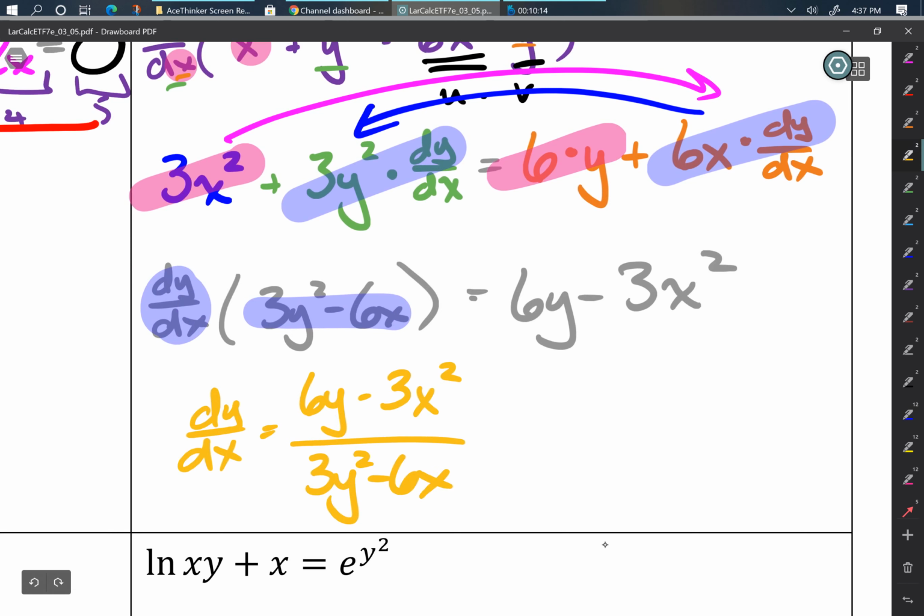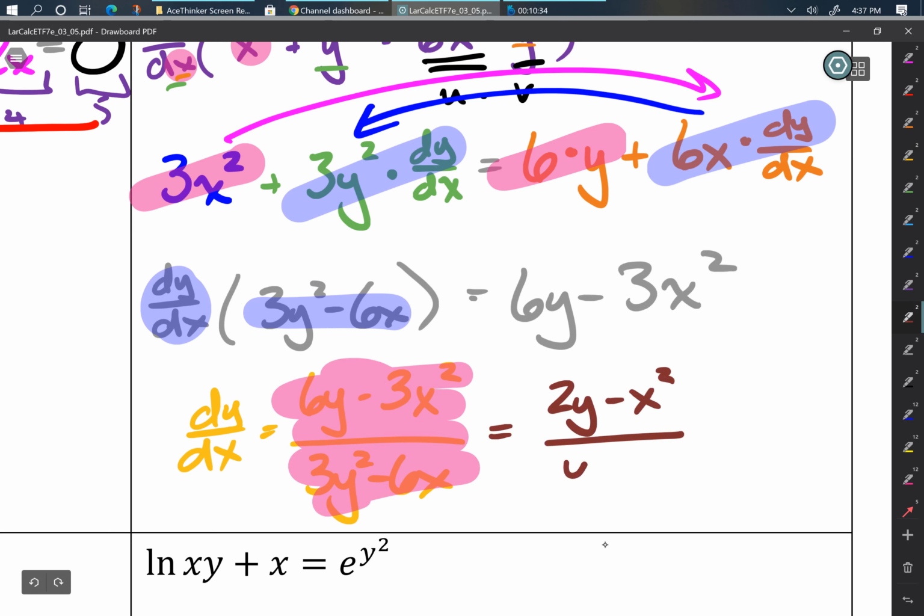And then I'll stop and stare at this for a second and ask myself, will this simplify in any useful way? And I'm hoping you're seeing what I'm seeing. We could factor a 3 out of the numerator, both terms, and a 3 out of the denominator to give us 2y minus x squared divided by y squared minus 2x. And then that would be our final answer.